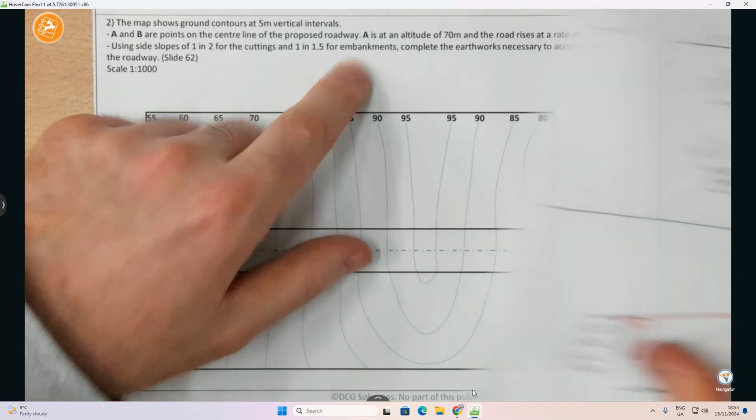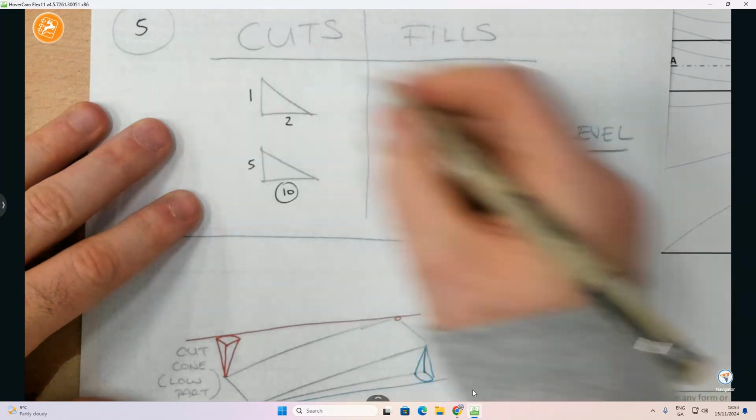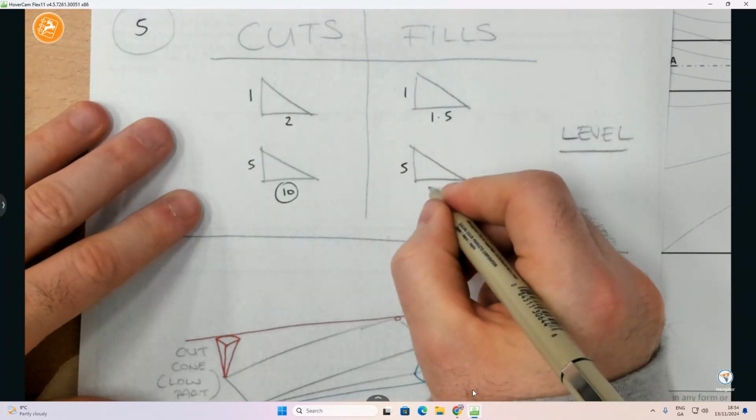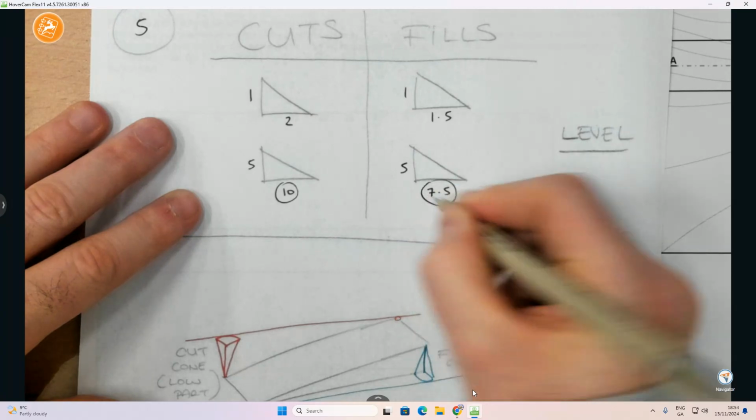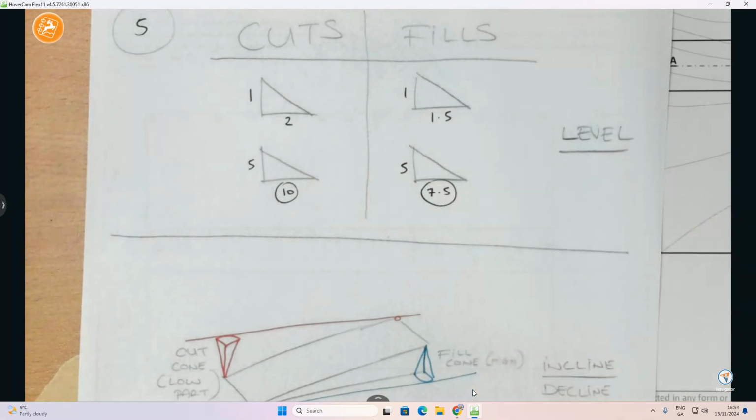And 1 and 1.5 for embankments. So embankments, nickname for that is fills. So times 5, 5 times 1 is 5, 5 times 1.5 is 7.5. So anywhere on the road where we have to do a fill, we're going to do 7.5s. Anywhere on the road we're going to do a cut, we're going to do 10s.